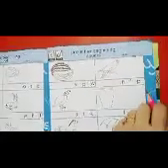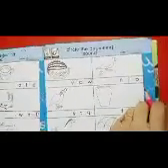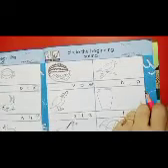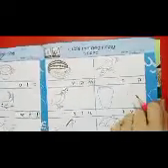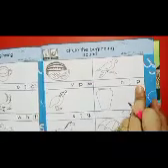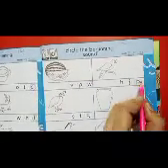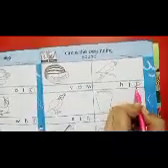Color the picture with the help of your parents. This is the picture of parrot. The starting sound of parrot is... Ja? No. This one? Pa, parrot. Good. Now circle with me.